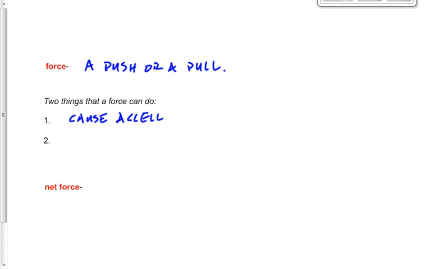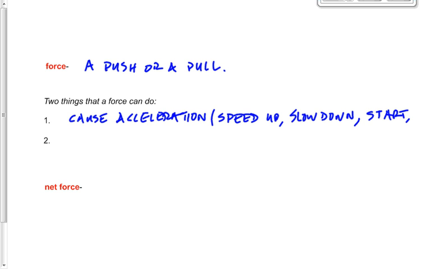Now, acceleration, by the way, isn't just what we typically think of as acceleration. We think of it as speeding up an object. So a force can cause an object to speed up, but it can also cause an object to slow down. It can also cause an object to start if it's at rest. That's the same thing as speed up, really, right? It can cause an object to stop. Here's the one that people will miss all the time. Speed up, slow down, start, stop, change direction.